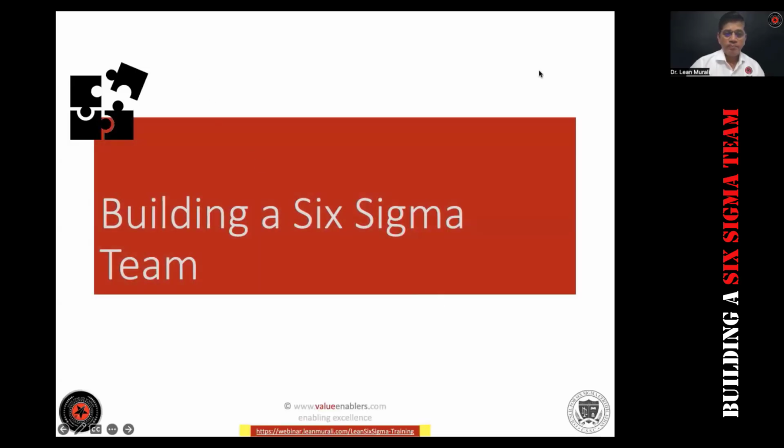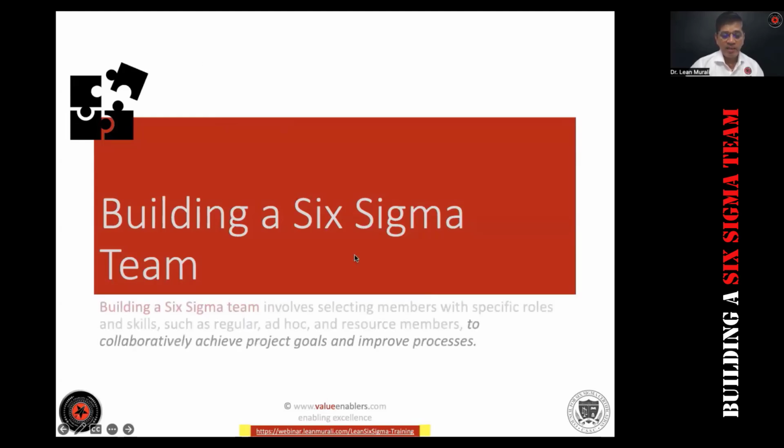Okay, now building a Six Sigma team. It involves selecting members with specific roles and skills, such as a regular ad hoc resource member, to collaboratively achieve project goals. How many of you have already been a part of a Six Sigma project? If you've been a part of any Six Sigma projects, type me in the chat box.